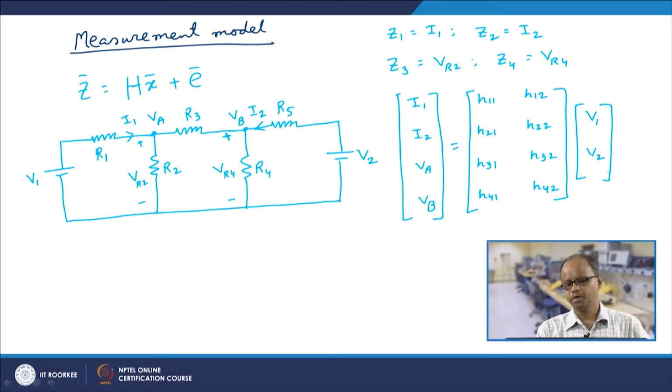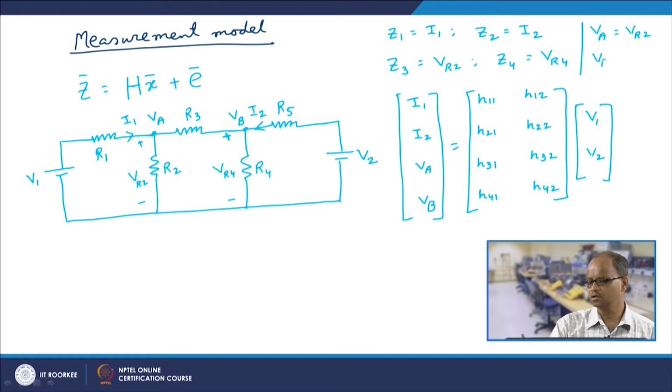So, we have to now express I1 in terms of V1 and V2. So, we have to now essentially find out these coefficients H11, H22 and all these 8 coefficients from the circuit analysis. And here of course, we note that VA is equal to VR2 and VB is equal to VR4, that we note. So, now to do this, how to do this? So, now we have to do our standard circuit analysis. So, at this point and at this point we apply the nodal equations.